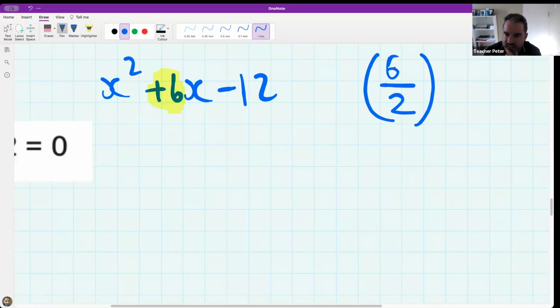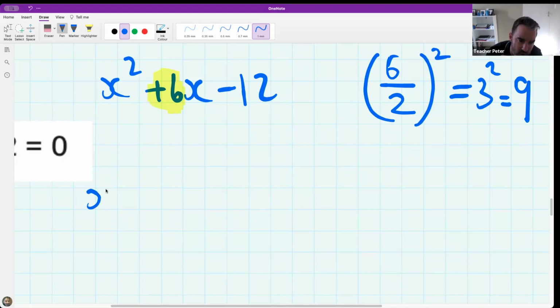But is that enough yet? No. What do I need to do to this for it all to work out nicely? Okay, so I need to square it. What's 6 over 2 squared the same as? It's 3 squared, which is the same as what? It's going to be 9.